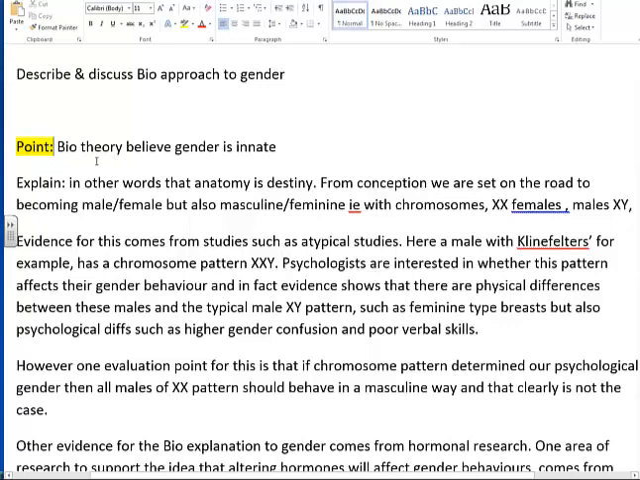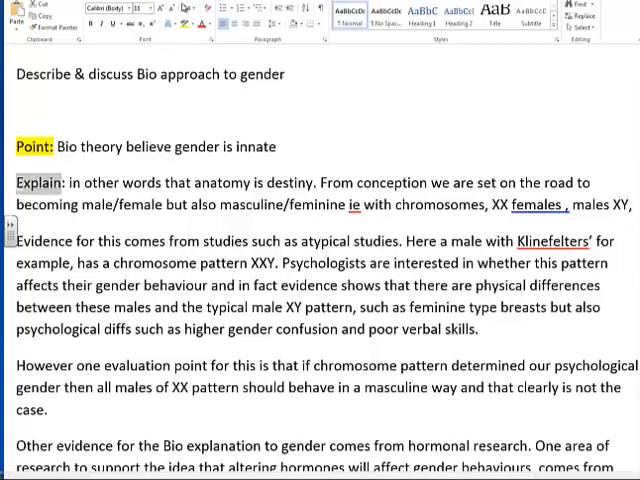So you need to state very clearly and precisely using terminology. A lot of you are still incredibly waffly, and it's almost like you've never studied psychology. You've got to learn some of these key words, okay, and use them. So biological theory believes that gender is innate, right? We know what that means. It means we're born with it. So we have to develop that point. We're going to explain it.